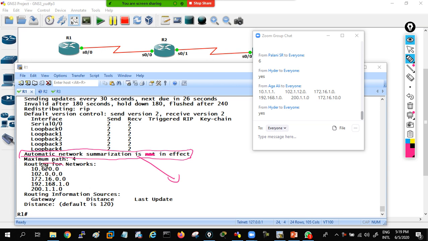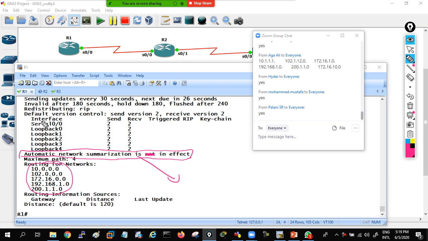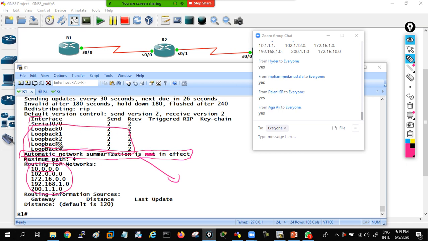And these are the networks we advertise in RIP. These are the interfaces participating. Whenever it sees the network information, if it matches an interface, it will come in as a participating interface. Everybody okay, guys? Don't get confused, don't worry.